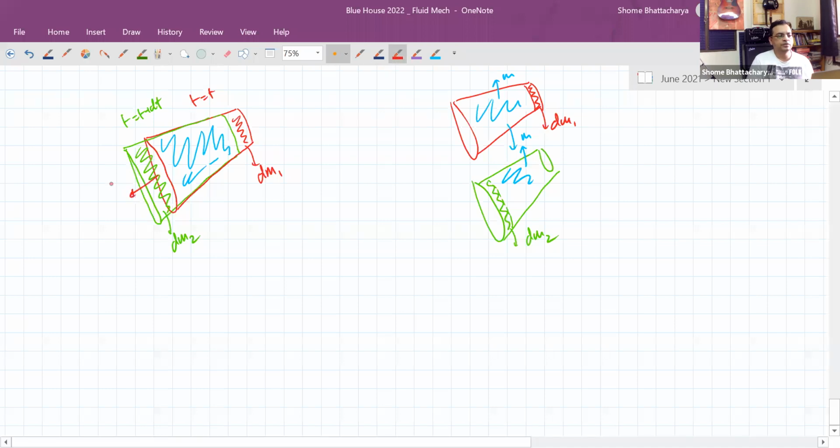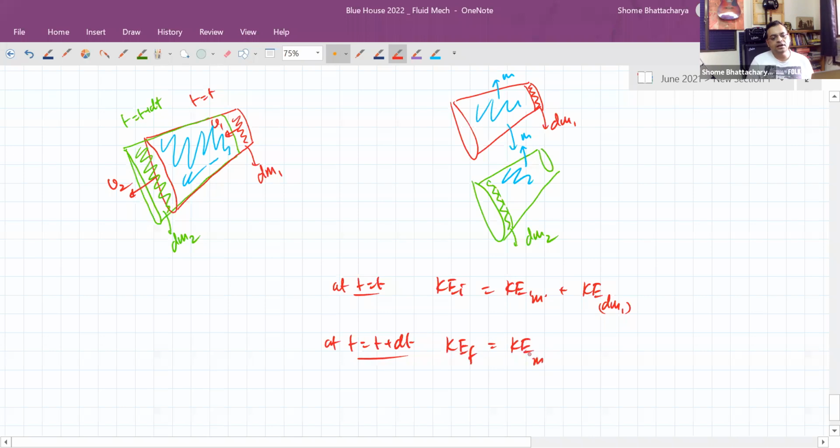Now all the molecules or fluid particles in this section where dm2 is located are moving with a speed v2, and all the particles in this section are moving with speed v1. So at t equal to t, the initial kinetic energy is the kinetic energy of the common part m plus the kinetic energy of the part dm1, and at t plus dt, the final kinetic energy is again the kinetic energy of the common part m plus the kinetic energy of that lower part dm2.